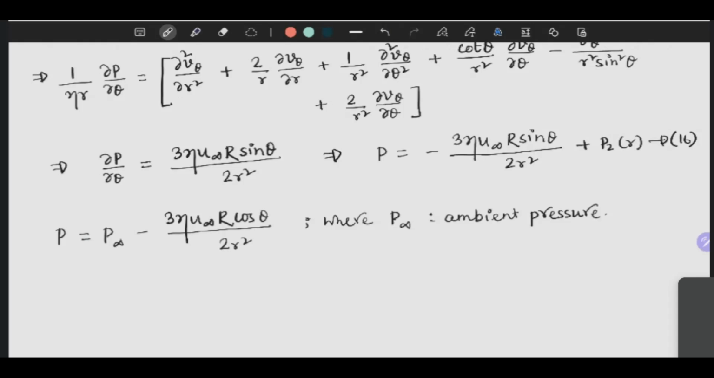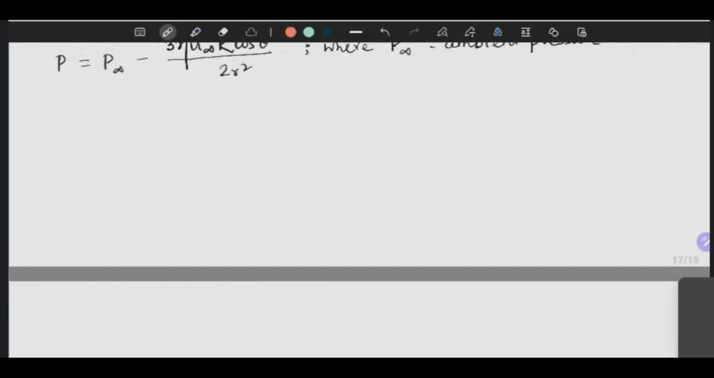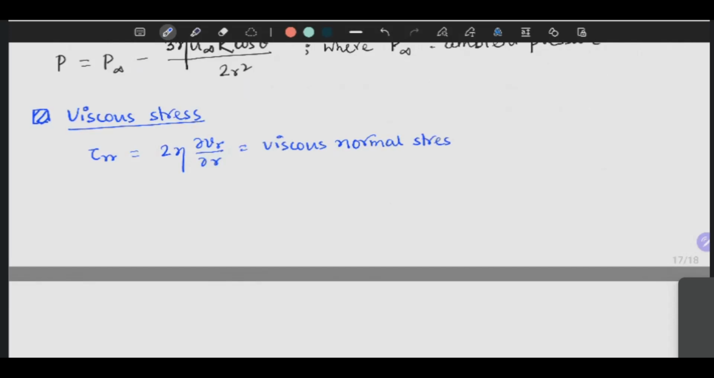Now if you talk about the viscous stress, tau rr is equal to 2 eta delta Vr by delta r, which is the viscous normal stress, and tau r theta, which is eta r del r v theta by r plus 1 by r del Vr del theta, which is the viscous shear stress.